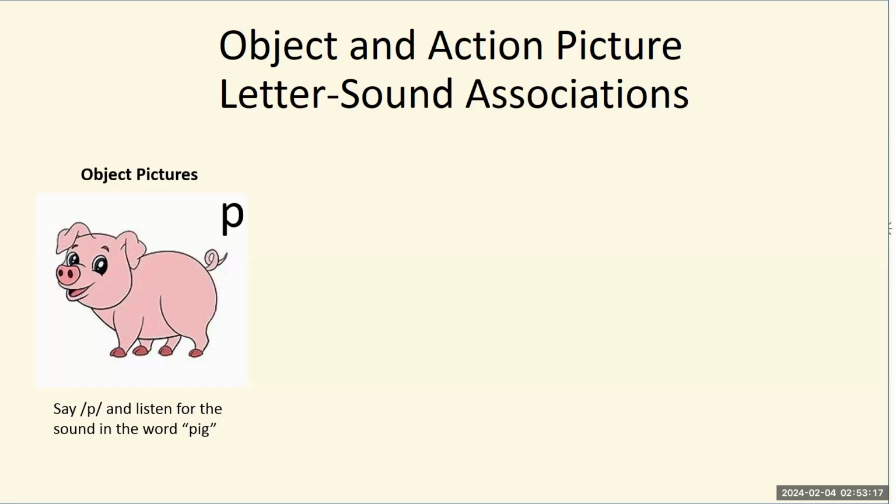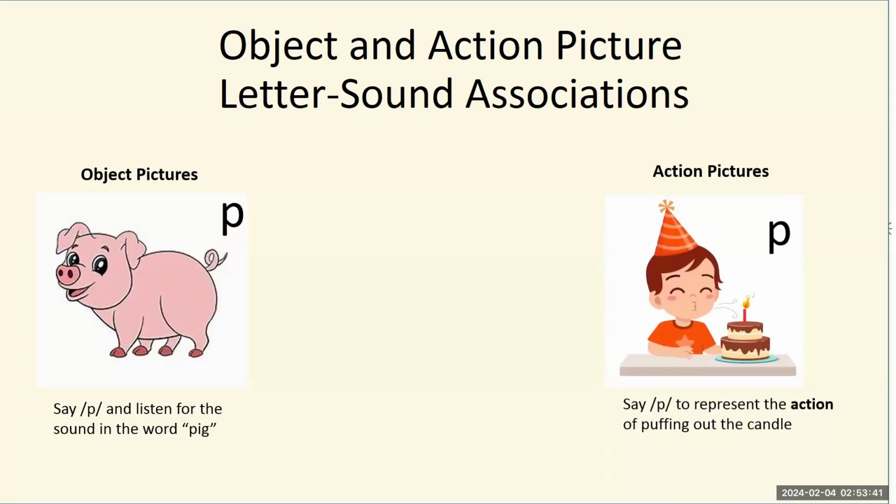Well, pigs say oink. They don't say P. And so this is a very confusing request for when a child does not have phonemic awareness, because in order to do this task, you have to treat the word pig as an abstraction and pay attention to the word and not the animal, and then listen for the parts of the word itself. Example of a second type of picture is one that is based on action. The task is to say P to represent the action of puffing out the candle.